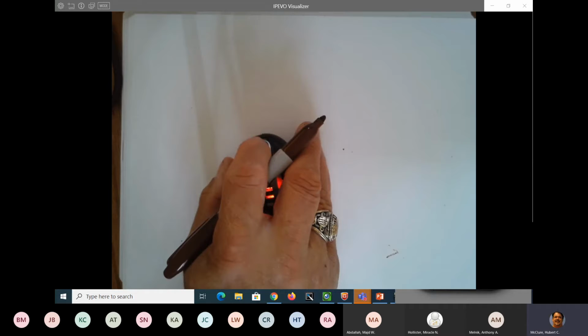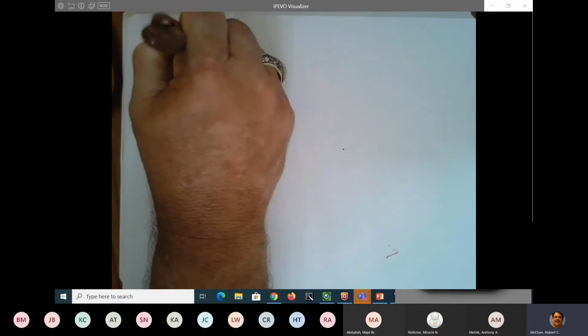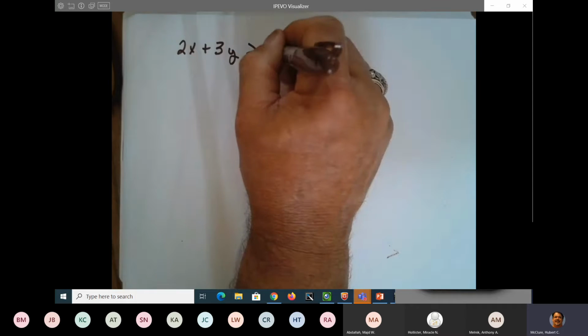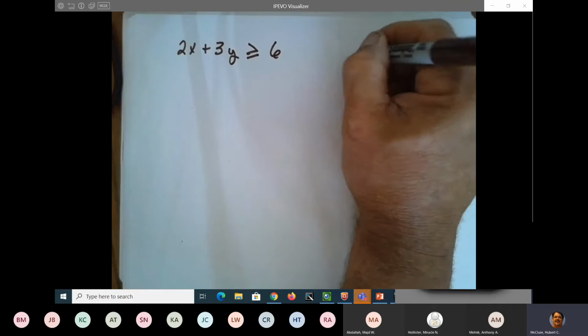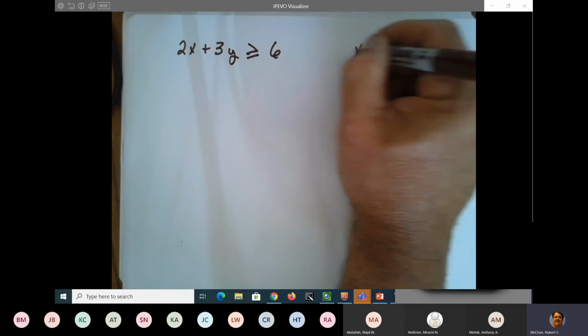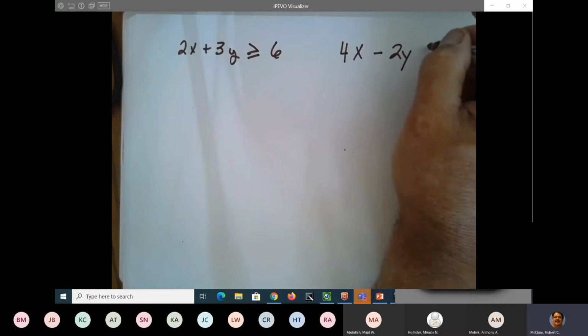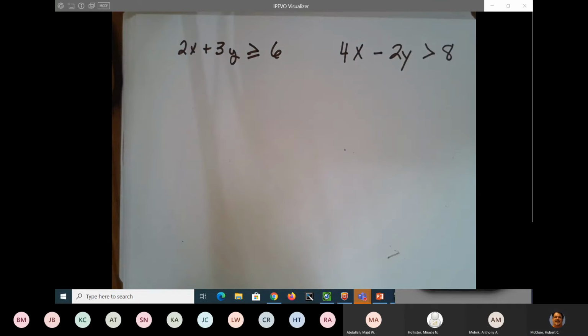Okay. Let's do, how about 2x plus 3y is greater than or equal to 6, and 4x minus 2y is greater than 8. Okay, this is a system of equations, or well, no, it's a system of inequalities.